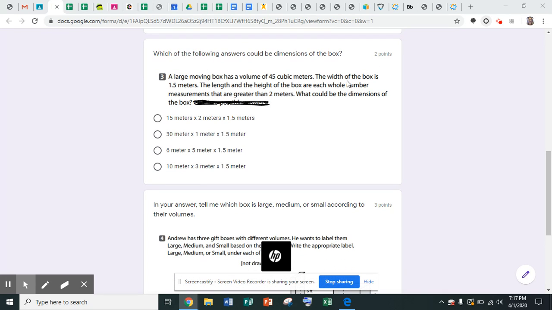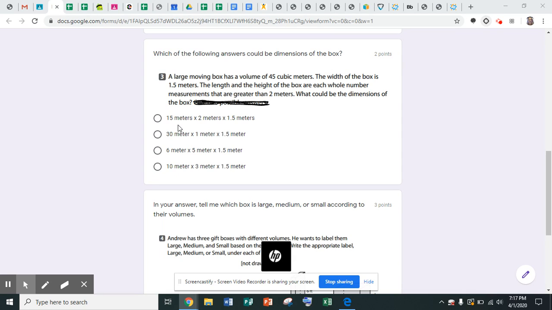Number 3, which of the following answers could be dimensions of the box? A large moving box has a volume of 45 cubic meters. The width of the box is 1.5 meters. The length and the height of the box are each whole number measurements that are greater than 2 meters. What could be the dimensions of the box?